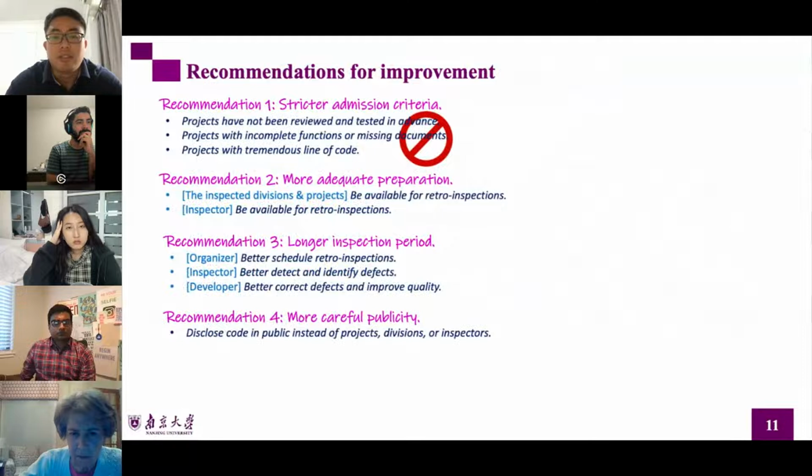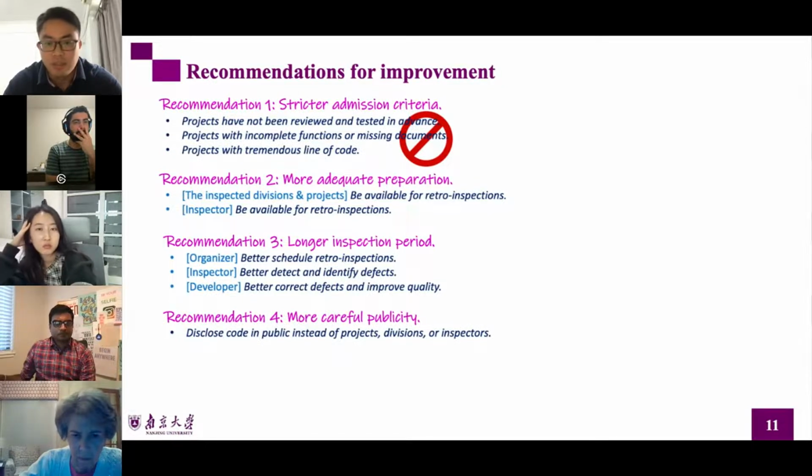Accordingly, in this study, we proposed 4 recommendations for improving the future quality of retro inspections, which are stricter admission criteria for the projects to be inspected, more adequate preparation for both the inspected divisions and the inspectors themselves, a longer inspection period so that each role can better complete his or her work. Finally, more careful publicity so that each role can benefit from retro inspections.